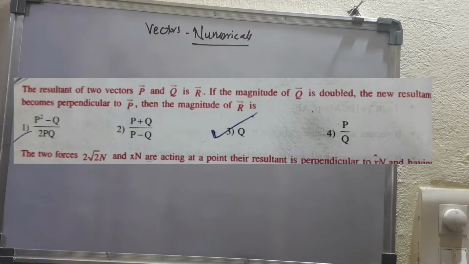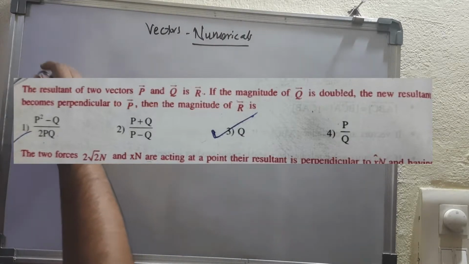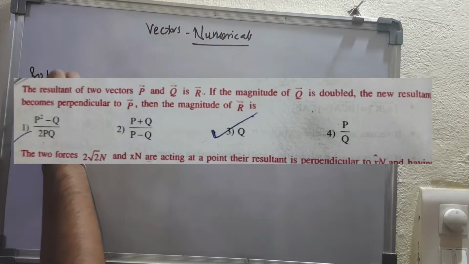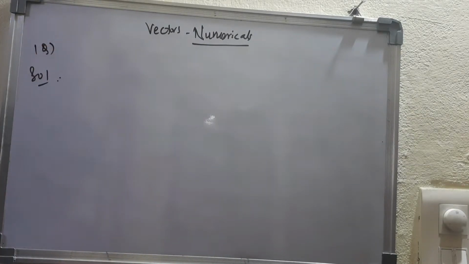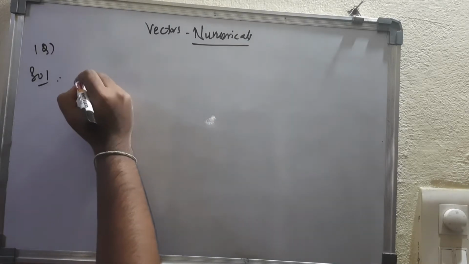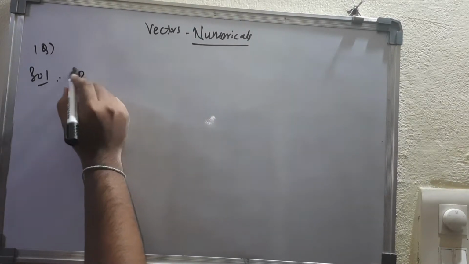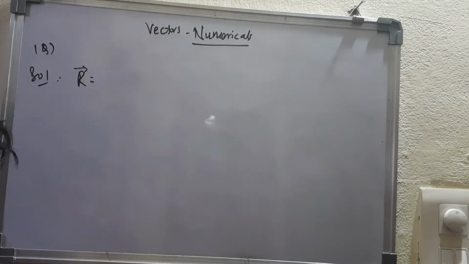So what they have given us: the resultant of two vectors p and q is r. If the magnitude of q is doubled, the new resultant becomes perpendicular to p. Then the magnitude of r is? So the resultant of two vectors p and q is r.